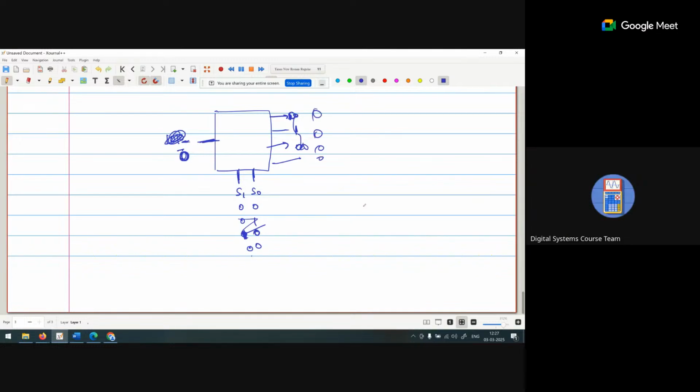Then, on what basis do we decide in this case? On the basis of this select line, we can't say that this particular mux is enabled or disabled. On the basis of one input, we can't decide that my mux is enabled or disabled.